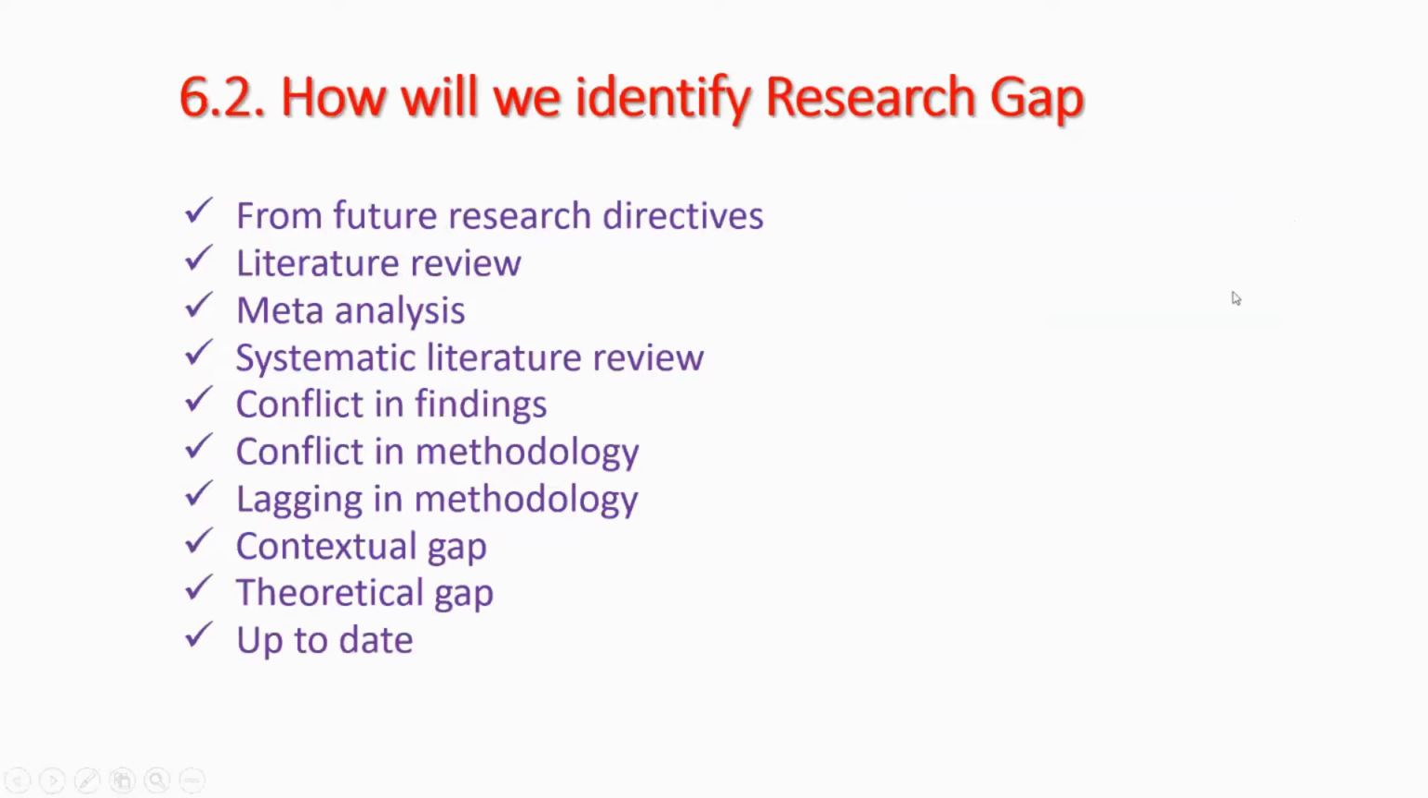This is very important. So from future research directives, if you take any article, if it is published in a very good journal, then at the end of the article you will find they have given a recommendation, future research directives. So there you will find, based on the limitation of their study, what they have recommended as future research directives. You can get the gap from there as well.